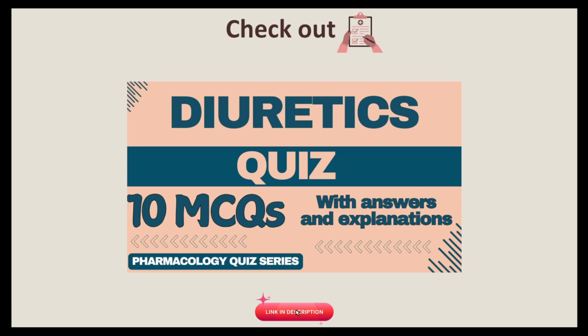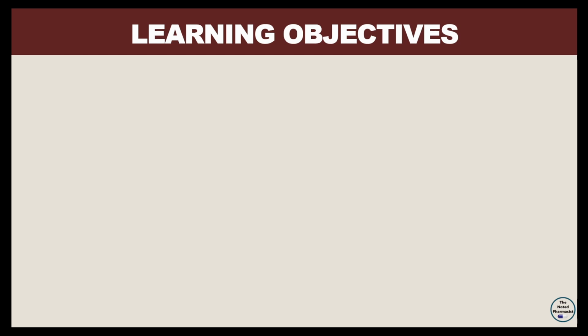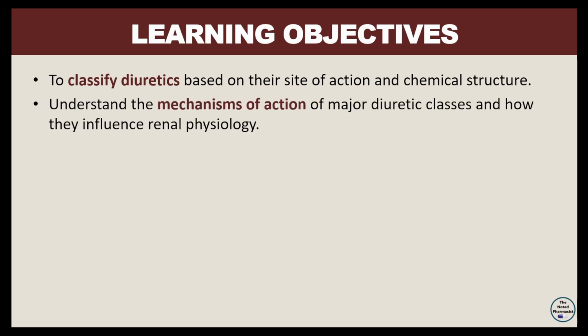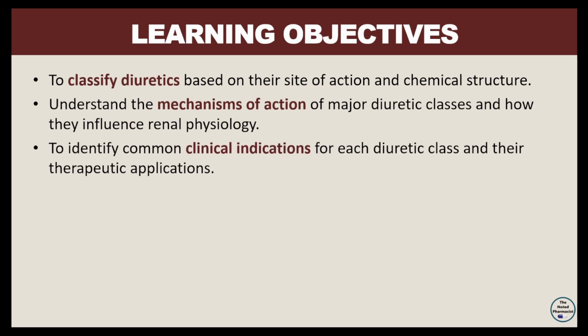Now, let's dive into the learning objectives for this session. By the end of this lecture, you'll be able to classify diuretics based on their site of action and chemical structure. You'll understand the mechanisms of action of major diuretic classes and how they influence renal physiology. Learners will be able to identify common clinical indications for each diuretic class and their therapeutic applications.